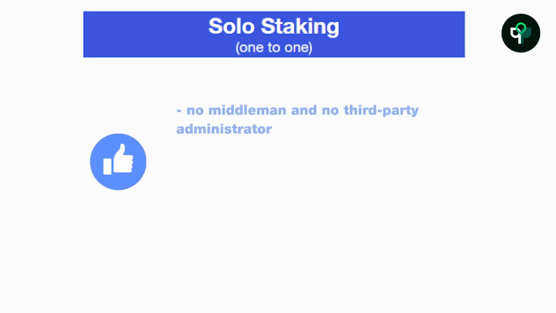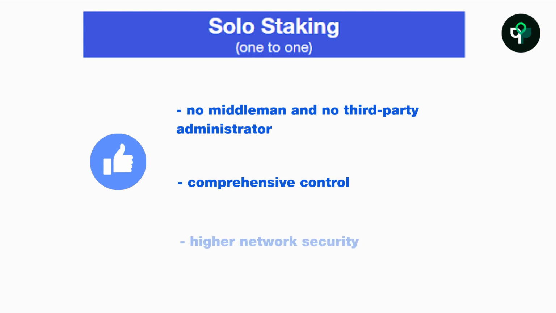The benefits of solo staking are that there is no middleman and no third-party administrator, so one person can receive all the node rewards. The second is comprehensive control, which refers to using your own wallet such as MetaMask and having the private key, which allows for full control. If you use an exchange wallet, you do not have your own private key. The third is network security, which refers to completely running your own node, without having to share with others, so network security is relatively higher.